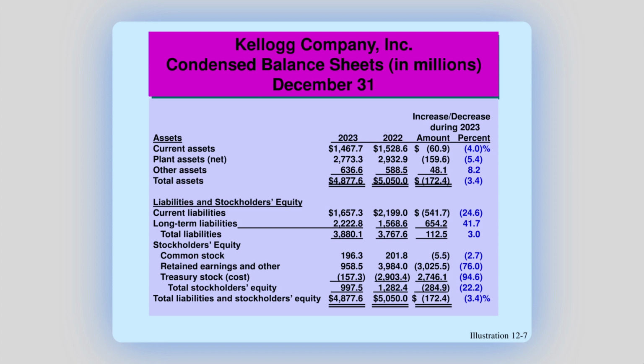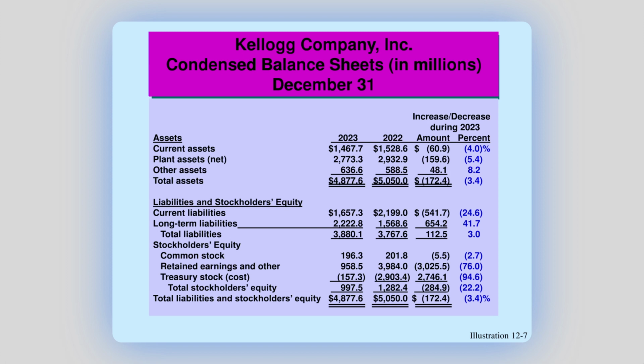So, again, also in your plant assets, you have 2773.3. Then you will minus the 2932.9. So, ibig sabihin, you have 159.6. So, ibig sabihin, you have a 5.4% increase. Alright, so, ganun lang, no?